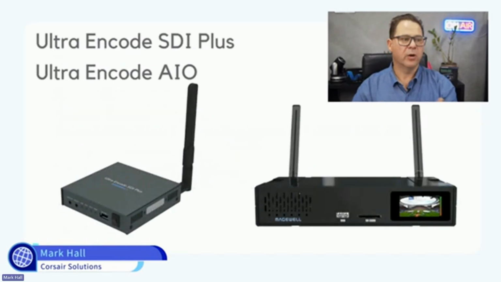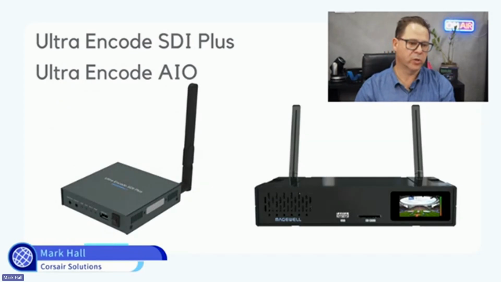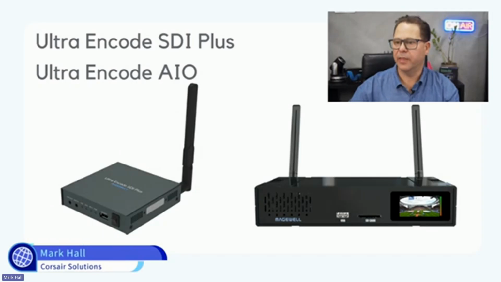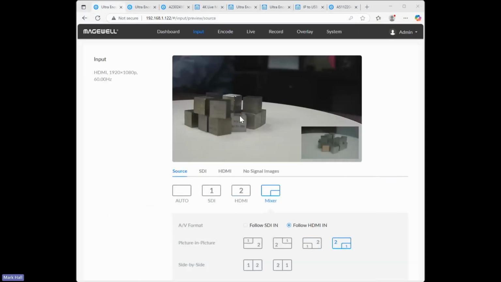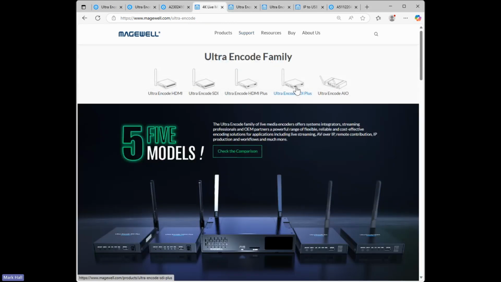All right, so we have a couple of items on here that I'm using. I have an Ultra Encode all-in-one unit, which has a variety of different feeds and SDI and HDMI feeds into it. I also have an SDI Plus. I can actually show you the units just so you know what we're talking about. If I go and share my screen on here. So the Ultra Encode SDI Plus is this version up here.